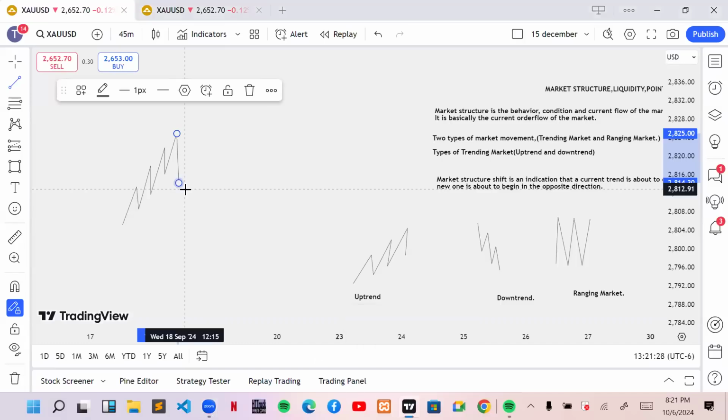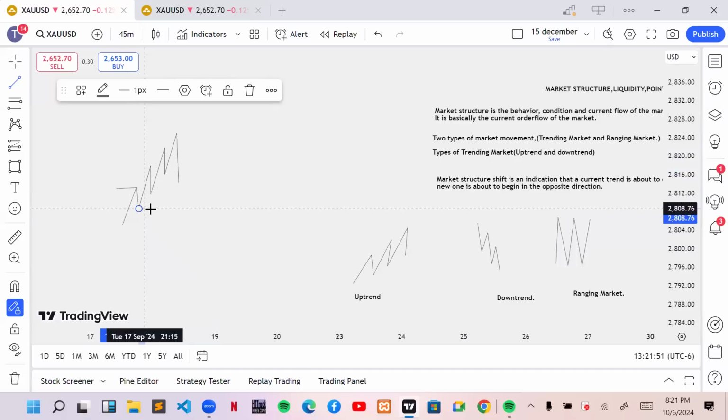So the market structure shift basically is an indication that the current trend is about to end and the new one is about to begin in the opposite direction. Previously, the market was on an uptrend. The characteristics of an uptrend are higher highs and higher lows. So this is the higher high, then this is the higher low. This is the higher high, this is the higher low. This is the higher high.